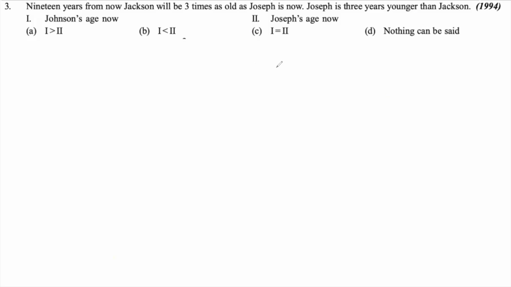It's sheer wordplay. Okay, 19 years from now, Jackson will be 3 times as old as Joseph, and Joseph is 3 years younger than Jackson. Using these two statements, we can find out the ages of Jackson and Joseph for sure. But the point is, we don't know Johnson's age. Johnson is a third person, somebody else, and Johnson has not been mentioned anywhere in the above two statements. So I don't know Johnson's age. Since I don't know Johnson's age, nothing can be said about Johnson's and Joseph's age comparison. Answer is option D.